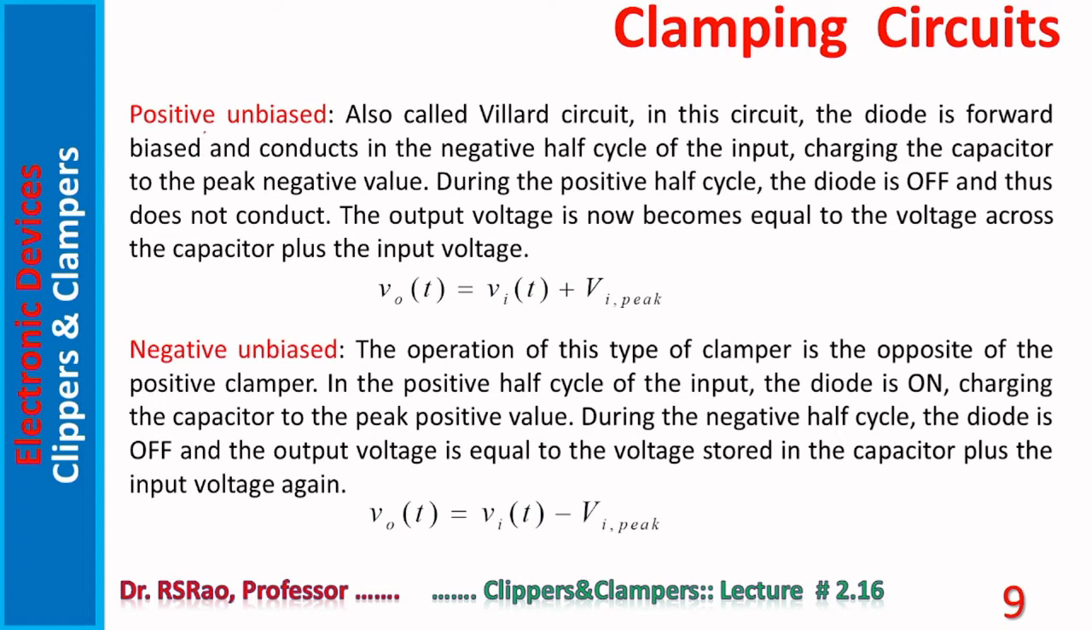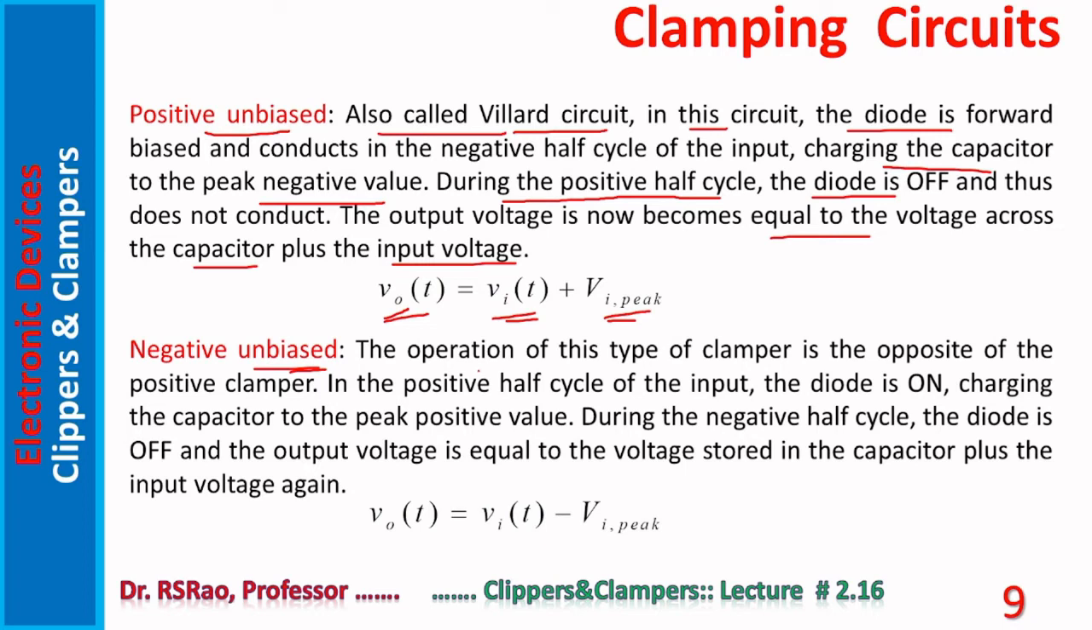What is positive unbiased? It is also called the Villard circuit. In this, the diode is forward biased and conducts in the negative half cycle of the input, charging the capacitor to the peak negative value. During the positive half cycle, the diode is off and thus does not conduct. The output voltage is now equal to the voltage across the capacitor plus the input voltage.